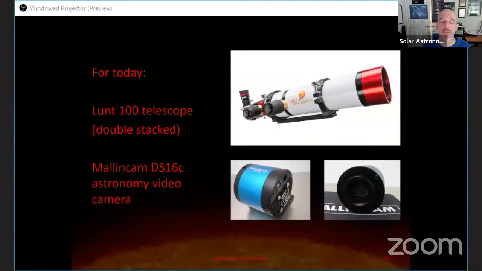All right, but for today specifically, we're using one of these things. This is what's called a Lunt 100. So it's a 100-millimeter opening here, so it captures the light, does all the special filtering to be safe and look just at the hydrogen alpha line. And if we were doing this with just visual astronomy, we'd be putting our heads right here to look through the eyepiece and see what's going on. But instead, I have a camera plugged into this spot. And so that allows us to see a video feed of the sun here on our computers.